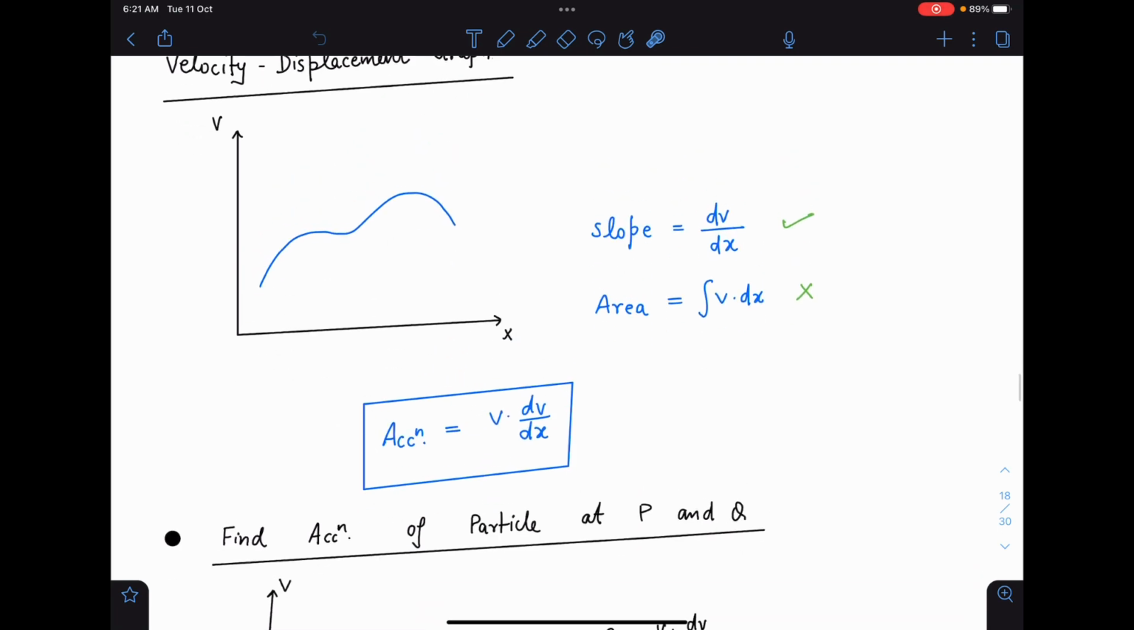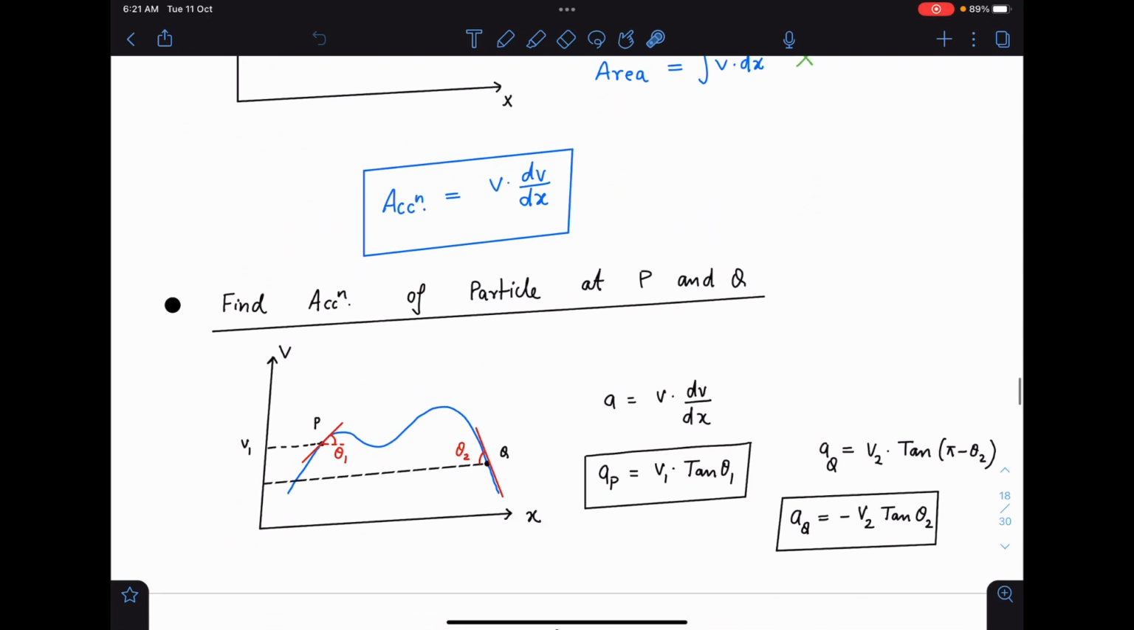Finding the acceleration of the particle at P and Q. Suppose dv by dx is given. All right, so here you can see this velocity is v1, let's say, and this velocity is v2. And now you can see the angle of the tangent is given, the tangent and its angle, theta 1 and theta 2 are given to you.